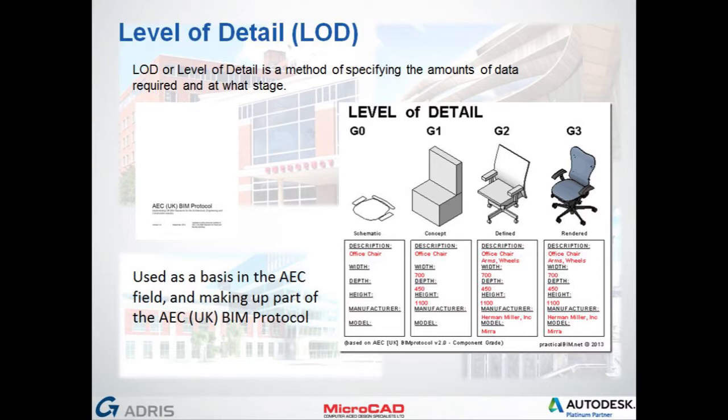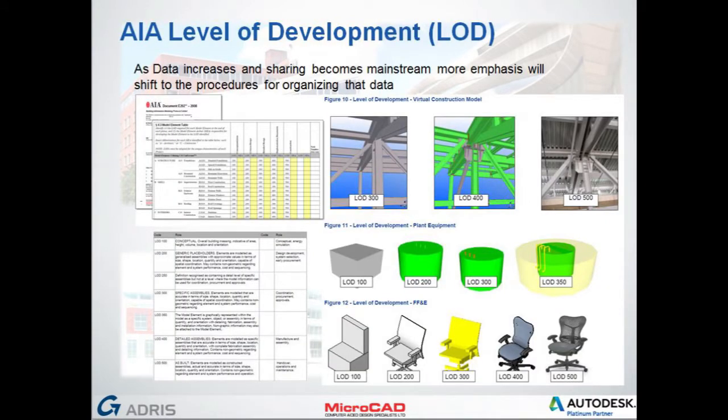So that's level of detail. The other method that people use now, which is becoming more adopted, certainly from a manufacturer's point of view, is the level of development, which is based on the American Institute of Architects, the AIA standards. It still tends to be referred to as LOD, but it actually stands for level of development. And you can see in the bottom left of the picture there, we've got a chart of LOD 100, 200, 300. So LOD 100 is like G1 or L1 that we were just looking at.